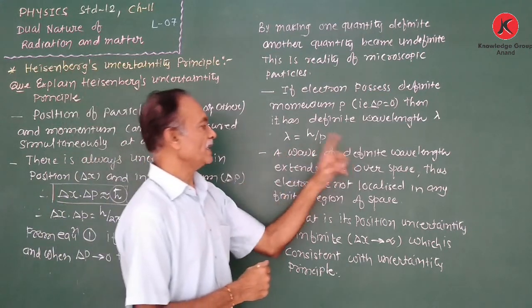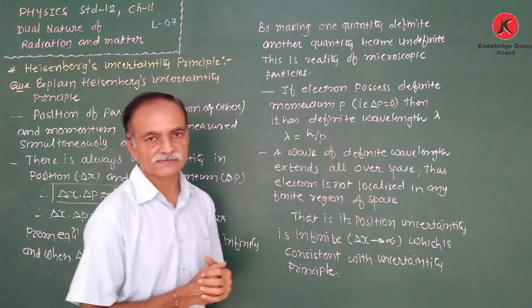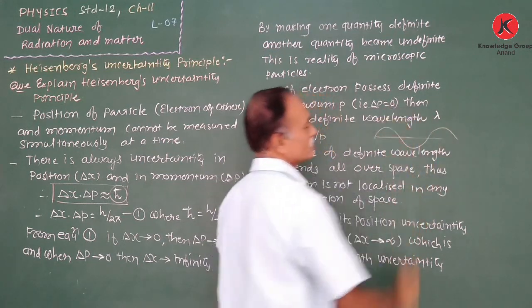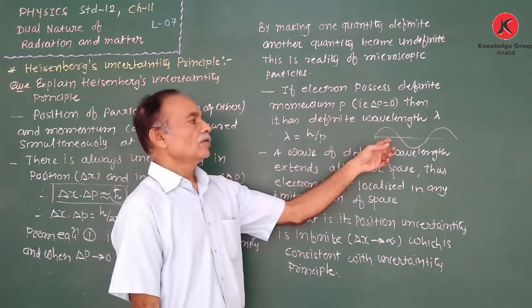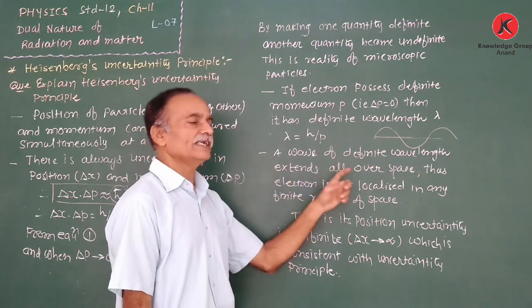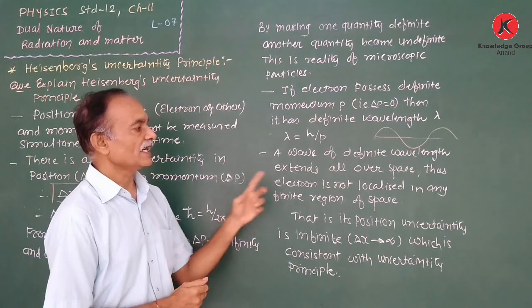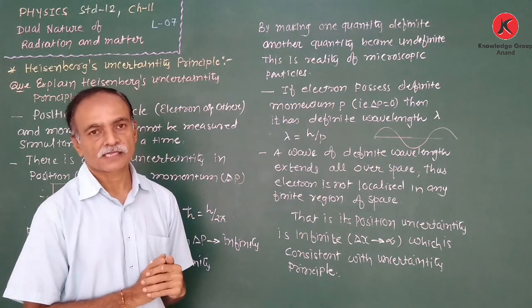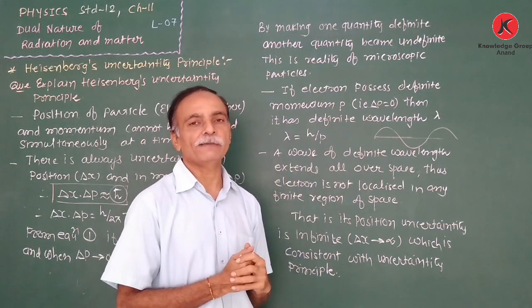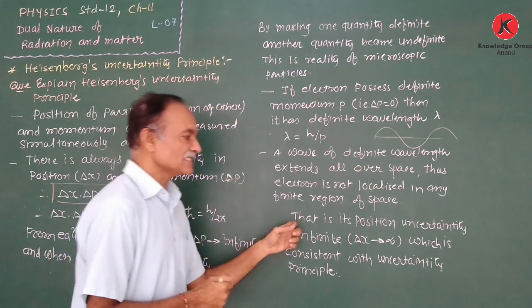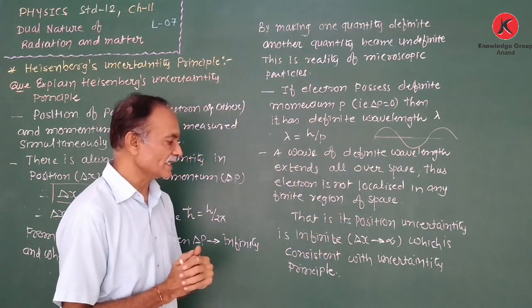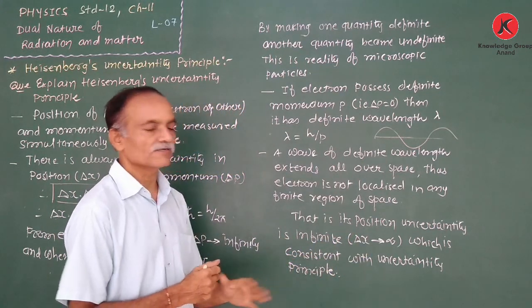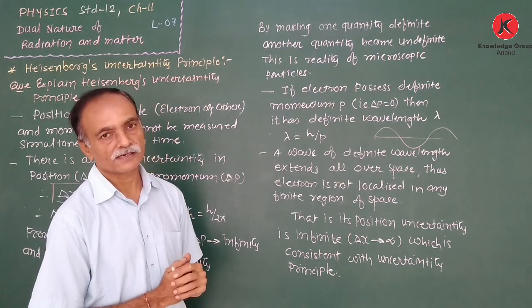So a wave of definite wavelength extends over space. We know the wave is like this. So a wave of definite wavelength extends all over space, thus the electron is not localized at a particular point in any finite region of space. Therefore its position becomes more indefinite, right? That is, its position uncertainty is infinite. That means delta x tends to infinity, which is consistent with the uncertainty principle.